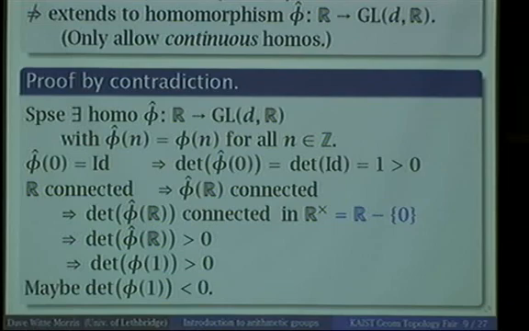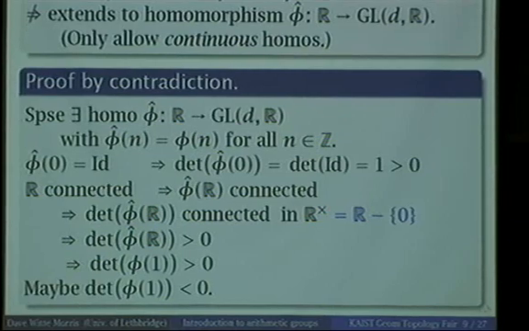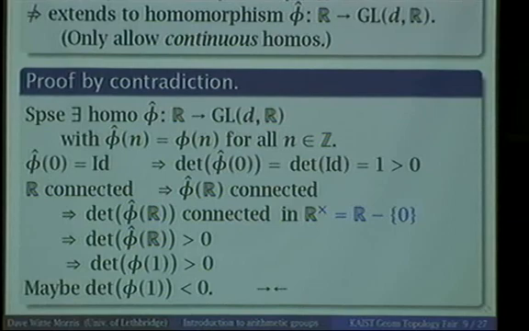You can define a homomorphism that takes the integers to GL, a group of matrices, with phi of 1 being any matrix you want. In particular, it could be a matrix of negative determinant. So that's a contradiction. We proved that the determinant's always positive, but there are certain examples where it's negative. Right, so that's why not all homomorphisms extend. It's not a major thing, but there is a problem. Not all homomorphisms will extend.